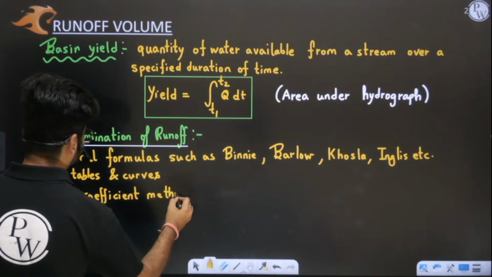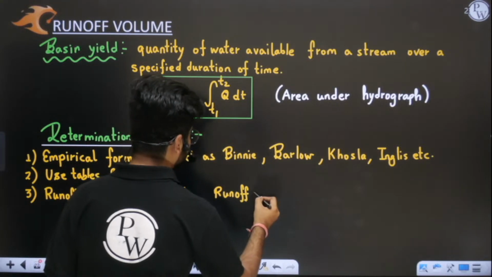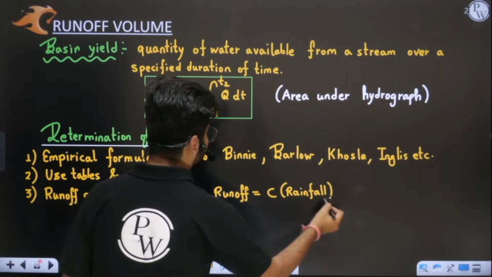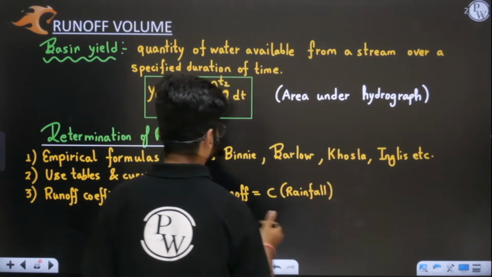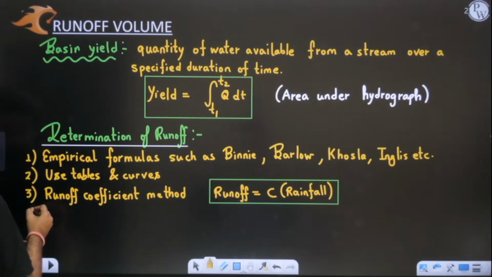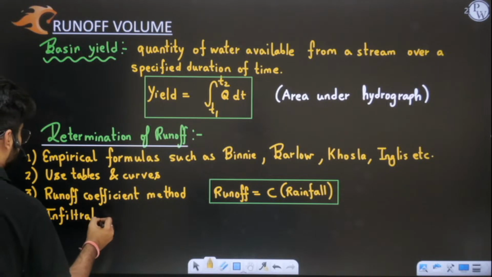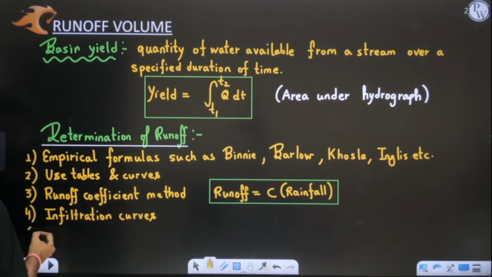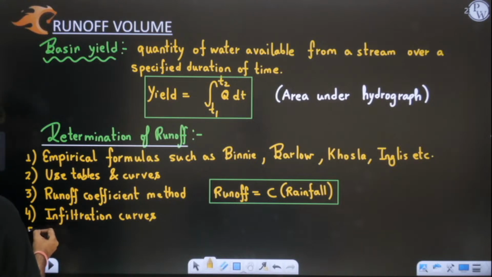What do we have to do in the runoff coefficient method? You all know that runoff is C times rainfall, where C is the runoff coefficient. Multiply the runoff coefficient C with the rainfall and get the value of runoff. I hope this is clear. Then we have infiltration curves, which we have already discussed. We can find the runoff value from infiltration curves also. Then we have the water budget equation.